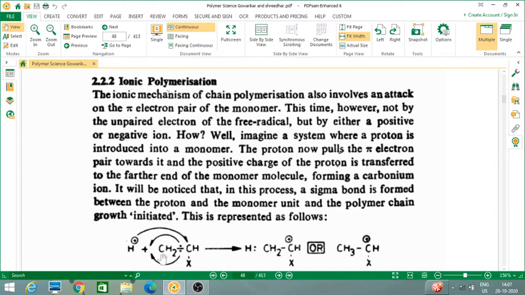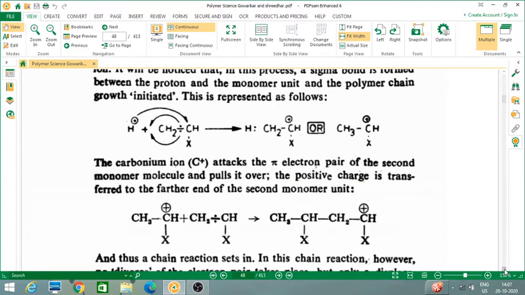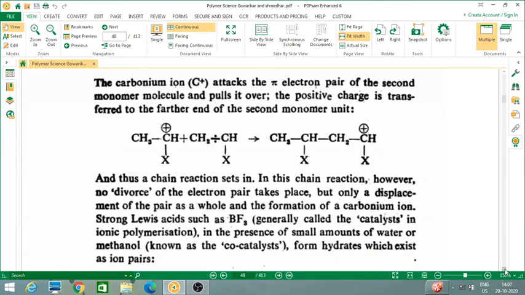This is represented as follows: proton, monomer, pi electron pair getting attacked by the proton, forming a sigma bond which is represented by CH3, and then the proton is transferred to the farther end of the molecule. Carbonium ion C+ attacks the pi electron pair of the second monomer molecule and pulls it over. The positive charge is transferred to the farther end of the second monomer unit. Thus, now the chain is propagating. The chain reaction sets in.